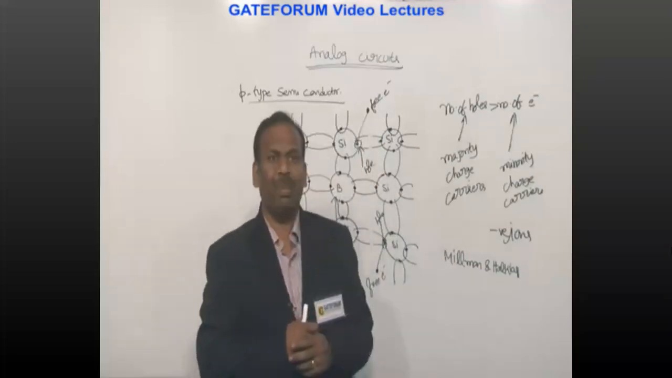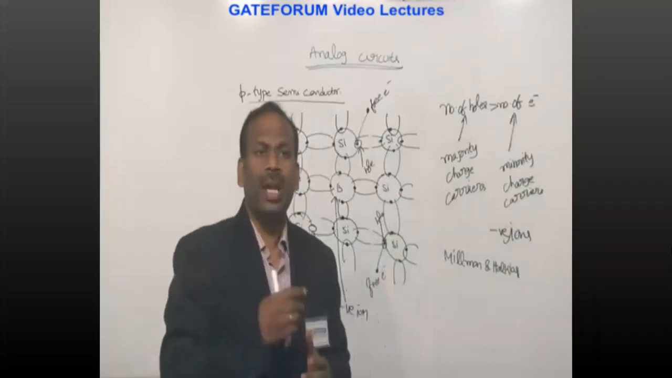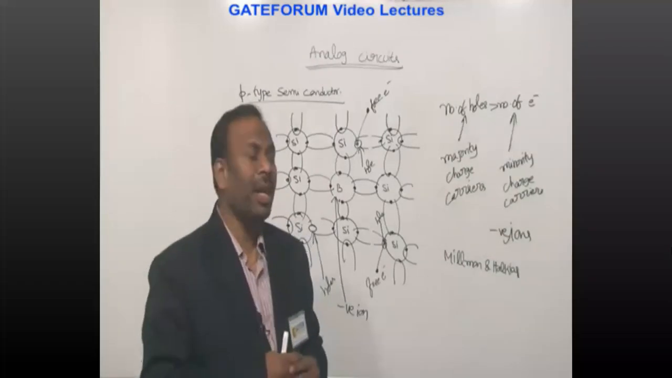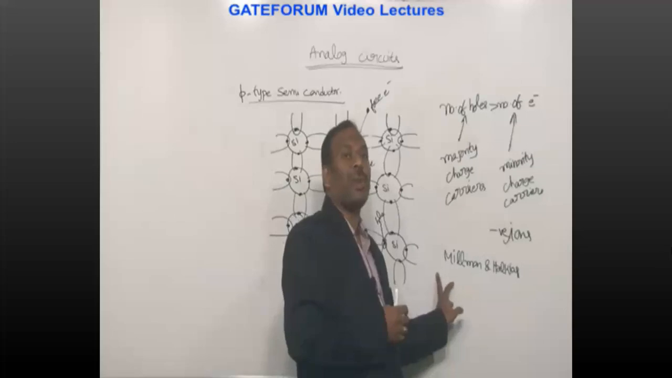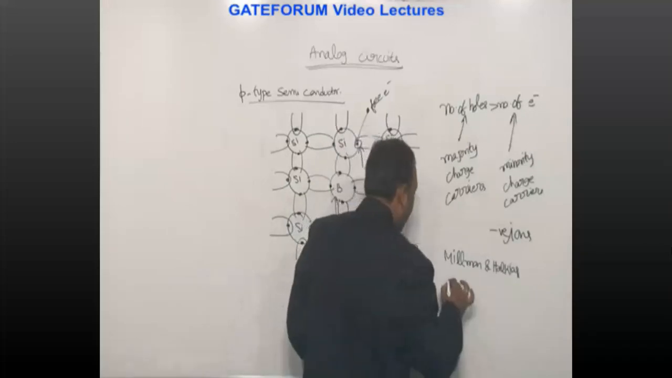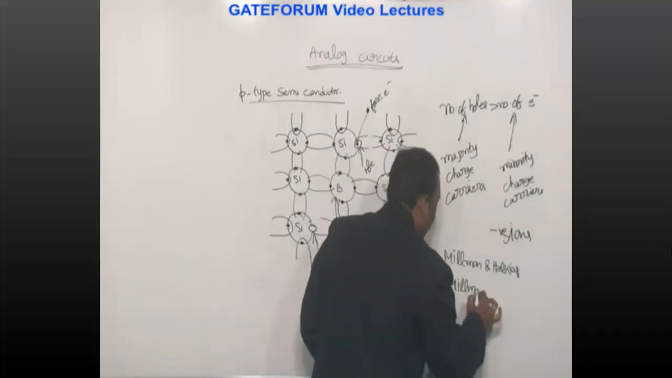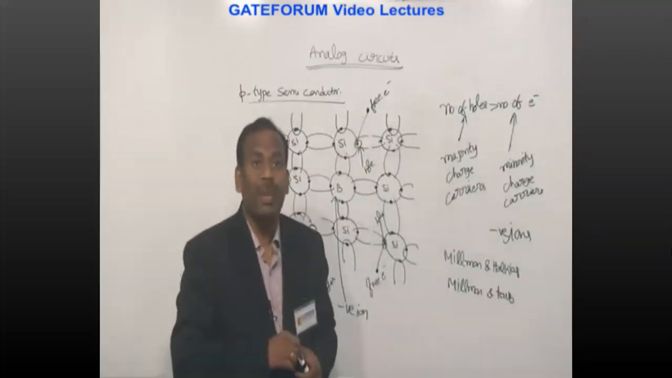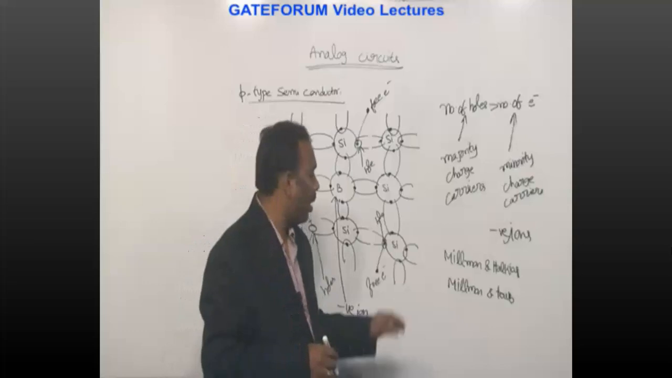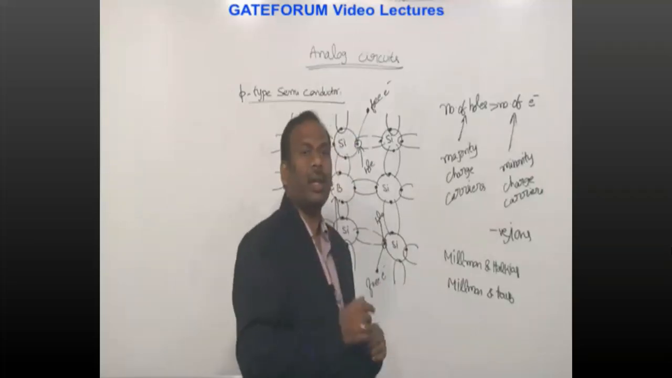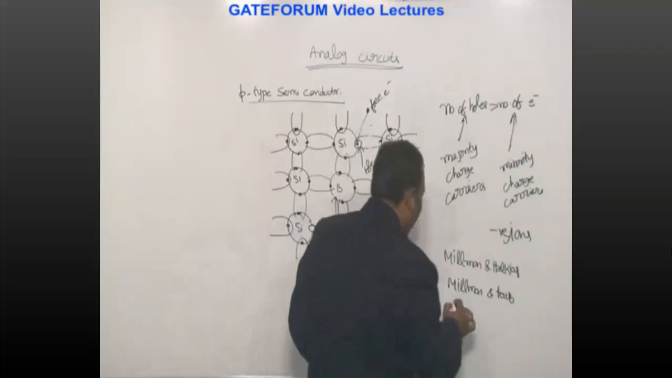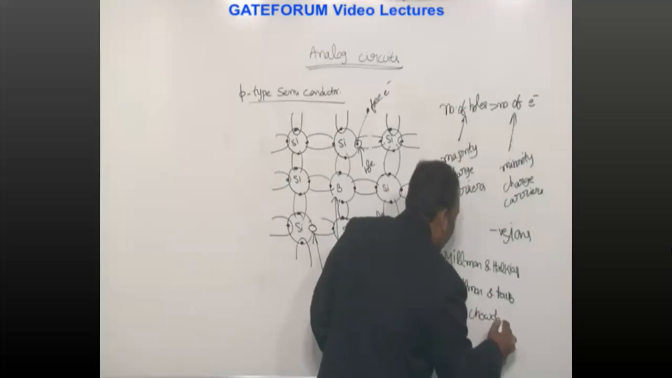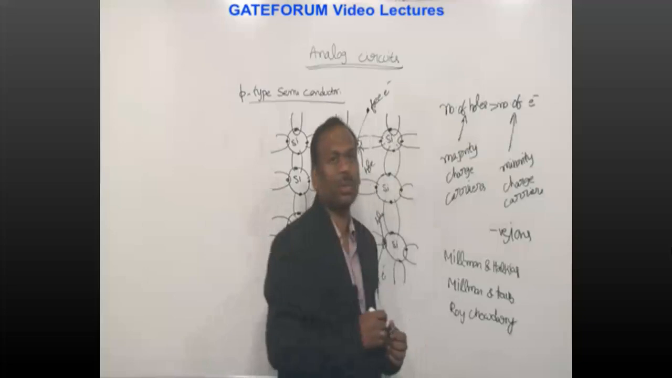Coming to linear wave shaping, clippers and clampers: Pulse and Digital Circuits by Millman and Taub. Then comes another one, operational amplifiers. For operational amplifiers, I am referring to Roy Choudhury. You can go through Roy Choudhury or Ramakant Gayakwad, some textbook.